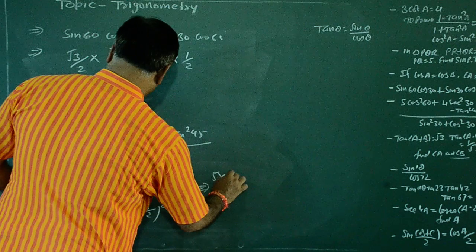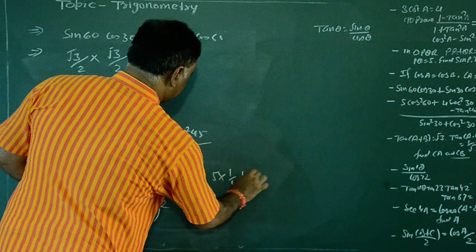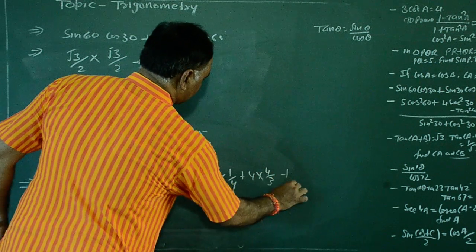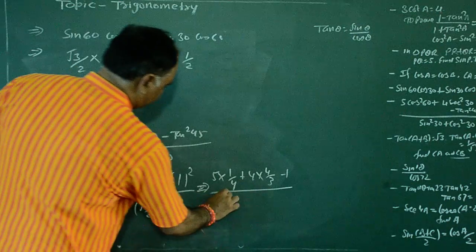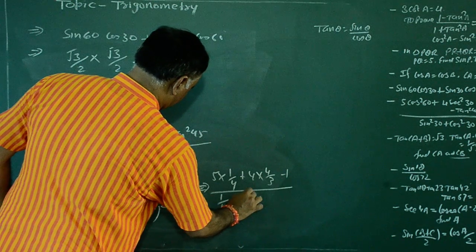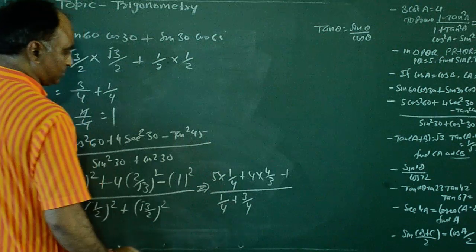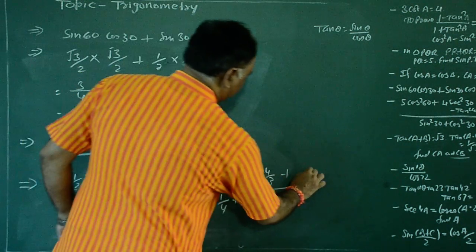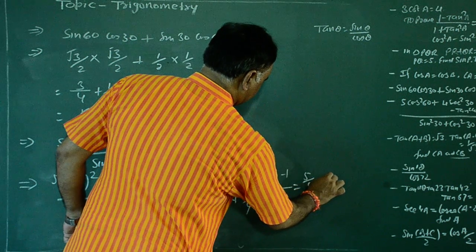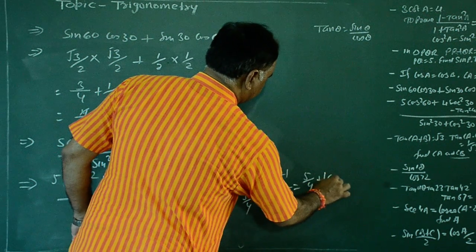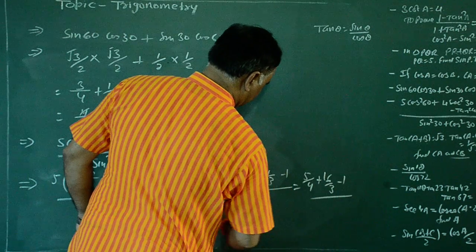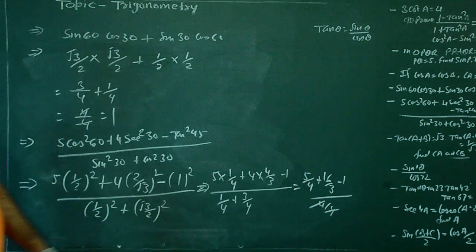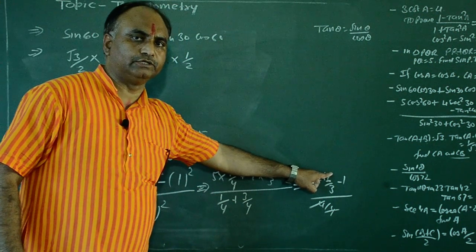5 into 1 upon 4, plus 4 into 2 upon root 3 square, that is 4 upon 3, minus 1. And 1 upon 2 square is 1 upon 4, and root 3 upon 2 square is 3 upon 4. So here you have 5 upon 4 plus 4 times 4, that is 16 upon 3 minus 1, and here you have 4 upon 4, cancel it and you have got 1. So you have to solve it and then you will get your answer.